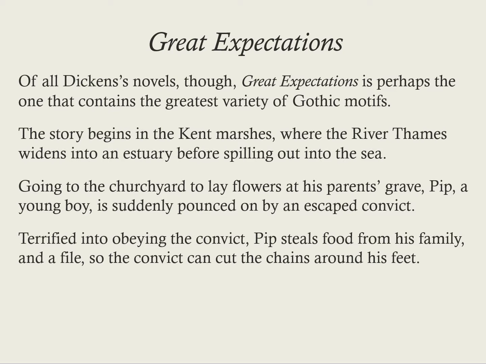And he has to steal food from his family and get a metal file, so that the convict can cut the chains that are around his feet. And he's terrified. The convict tells him, "I have a friend. I'm a nice guy, but I have a friend, and he's waiting. He just loves to eat little boys like you." So he terrifies Pip into believing that there's somebody else who will actually kind of kill him if he doesn't obey the convict.